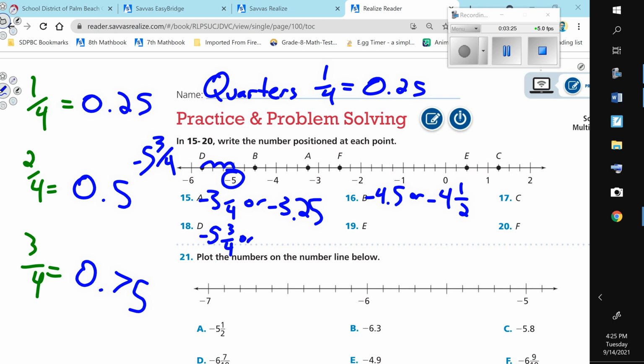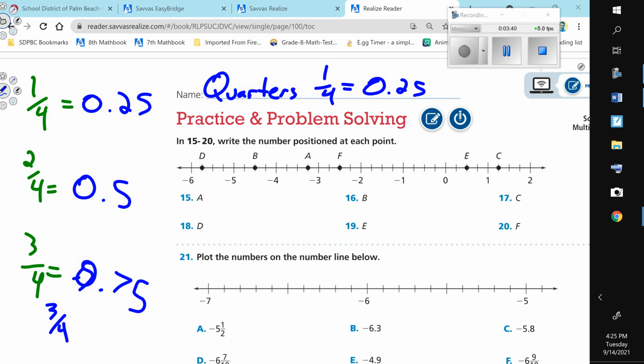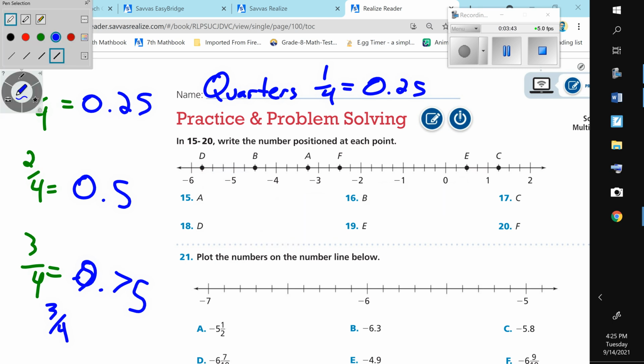Or, and you see how we have 3/4 right here? 3/4 is 0.75, so it's going to be -5 and 0.75. Now I'm going to have to write a little bit smaller. I'm going to switch this so you guys can see.